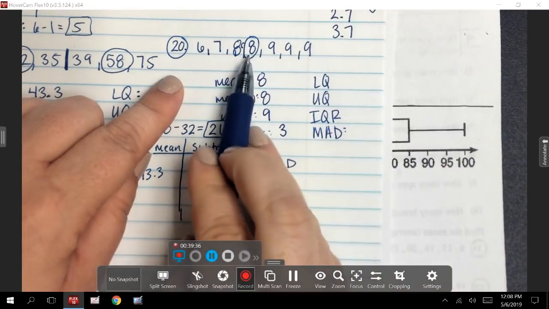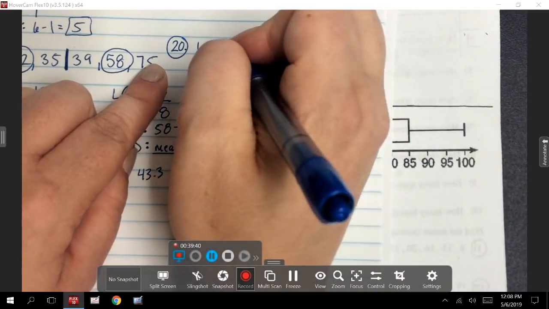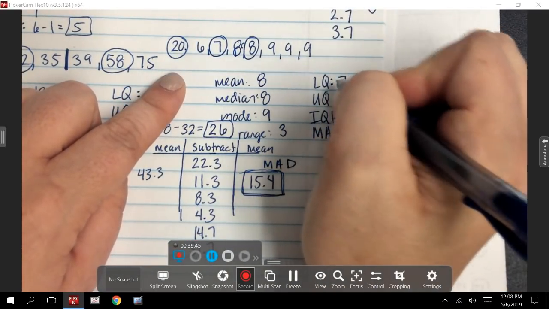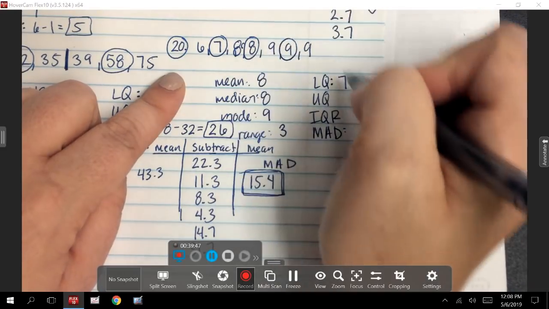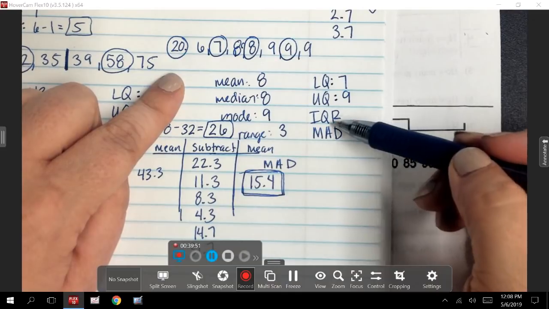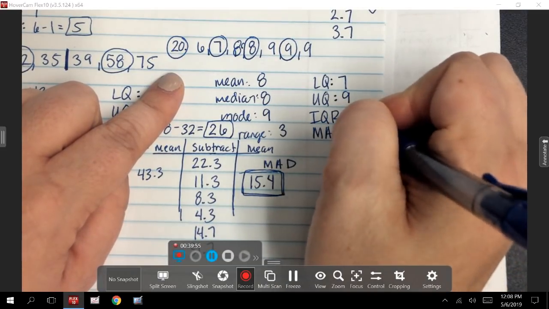My LQ, there's my mean on the lower side. You'll see I have 3 numbers. In the middle on the low side is 7. In the middle on the high side is 9. My IQR, now it's the range of the Q, so I'm subtracting those two Qs. 9 minus 7 is 2.